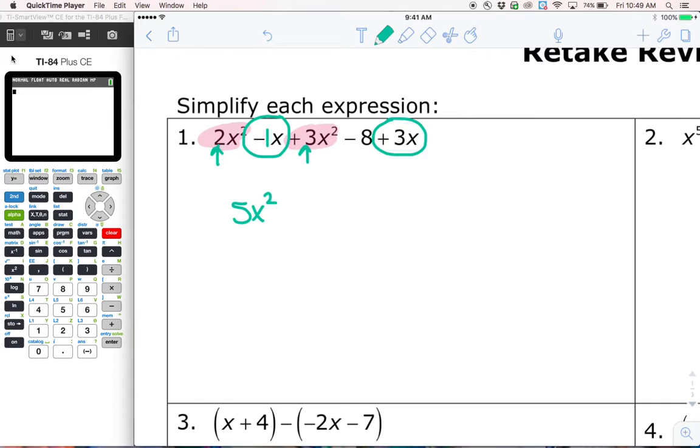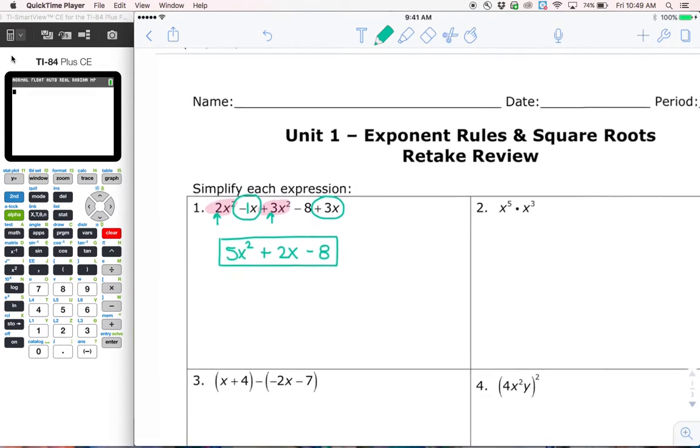Now I also have like terms here, negative x and positive 3x. This has a 1 here, so I'm adding negative 1 plus 3. I'm getting a positive 2x. Negative 8 doesn't have any like terms, so it just stays the same. And that's my answer.